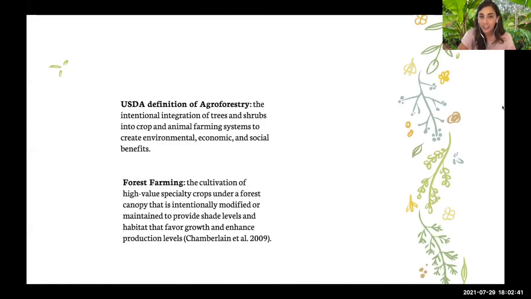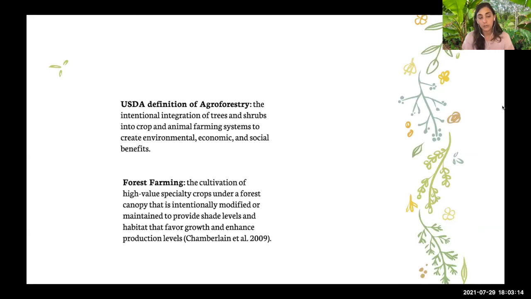Okay, so just to kind of get us on the same page, I wanted to start off with some definitions of agroforestry. I was popping into the Food Hub presentation this morning, and Donna began with the USDA definition of a food hub. So in the same style, I'll begin with the USDA definition of agroforestry. Agroforestry can mean a lot of things, but the USDA defines it as the intentional integration of trees and shrubs into crop and animal farming systems to create environmental, economic, and social benefits.